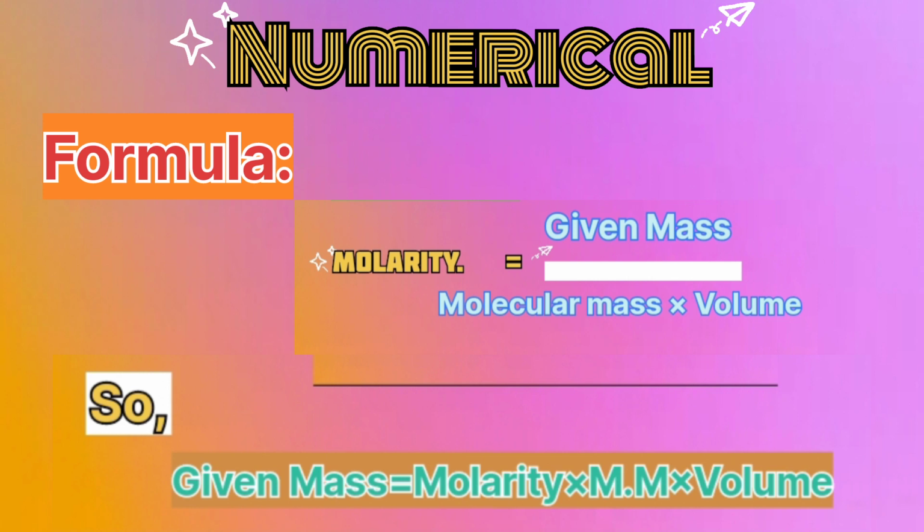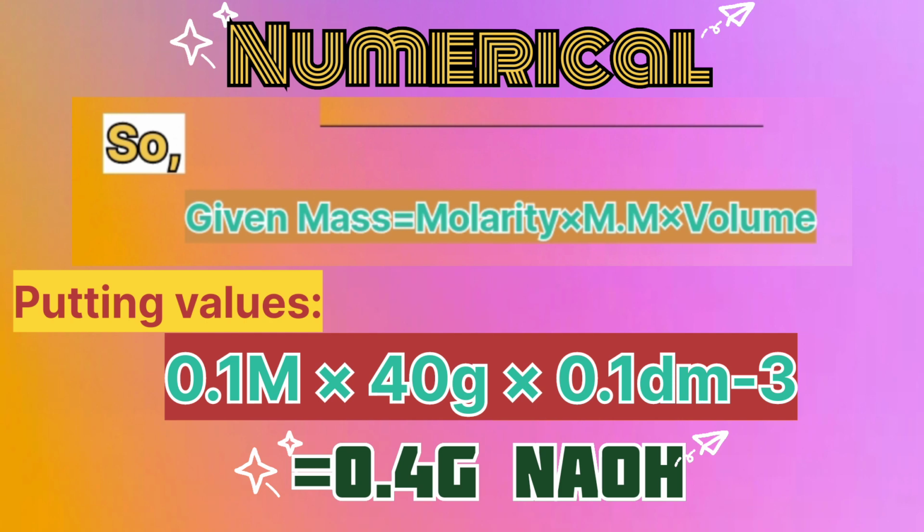Next, rearrange the formula: given mass is equal to molarity multiplied by molecular mass multiplied by volume. Then put the values: molarity is 0.1 molar, molecular mass is 40 gram, volume is 0.1 decimeter cube.